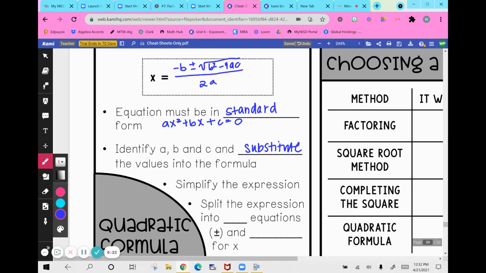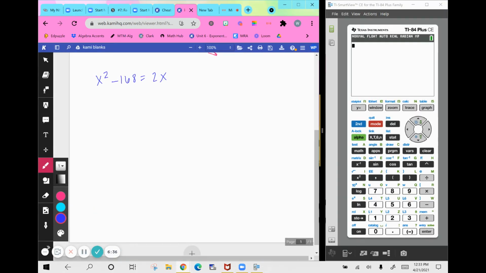Simplify the expression, split the expression into two equations, the plus and minus, and solve for x. So let's look at what that would look like over here. Let's say this is the equation we're looking at, x squared minus 168 equals 2x. We first have to make sure that it's in standard form, so we need to subtract this 2x on both sides so that it's in standard form.